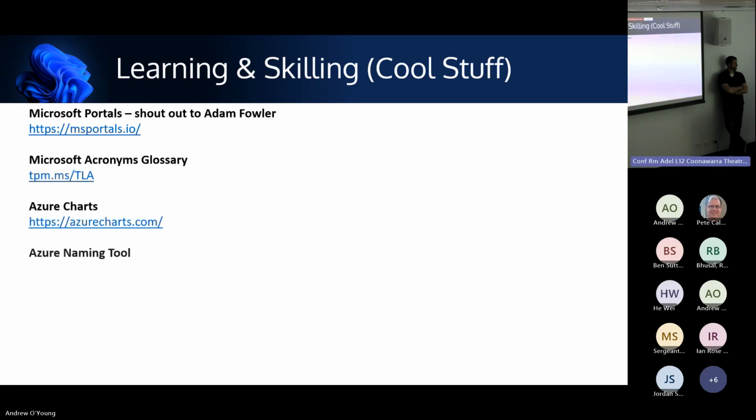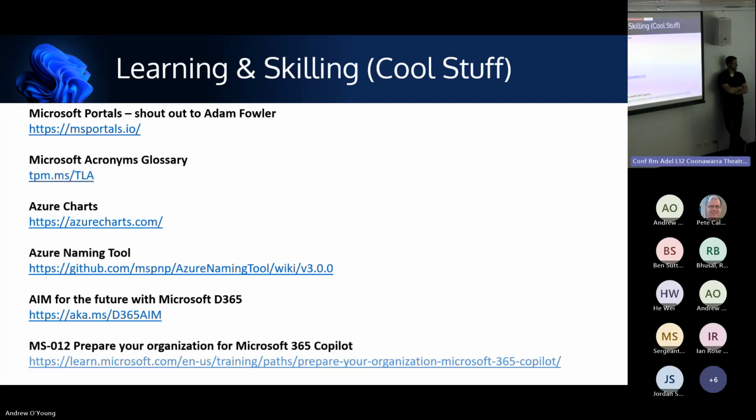Cool stuff again. Microsoft Portals, Adam Fowler, co-host alumni. He's got a portal with all the handy different portal URLs, I think it's hundreds like that. And there's another website by the TLA, the TPM team. So it's three-letter acronyms. They've got a huge list of those and what they stand for. Azure Charts, that's pretty cool. It's an interactive web page with all the different Azure resources and how they separate and fit in together and all that.